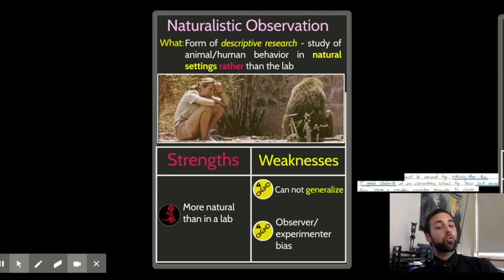Even though you're trying to do things in a natural setting, if somebody knows they're being watched and that researcher's in the back taking notes, even if they're told to act in an authentic fashion and not interact with the researcher, it's really hard to actually do that.